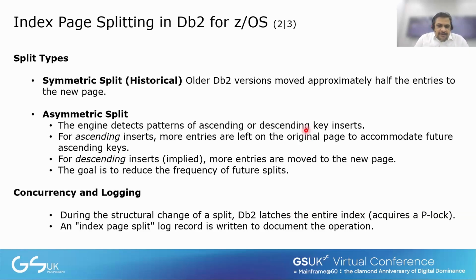So what happens when the split happens, and the problems it creates: there are some structural changes happening. While doing those structural changes, DB2 latches that entire index. It puts a temporary lock and acquires a P lock on that. Another thing is it also creates a log record to document this operation. So two overheads are there. If it is locking that particular page, nobody else can do anything during that time period.